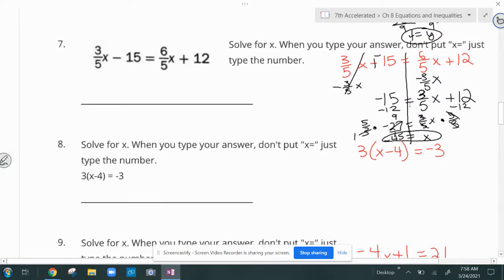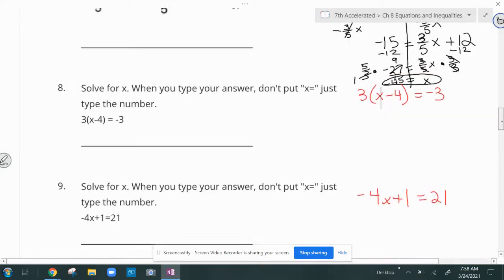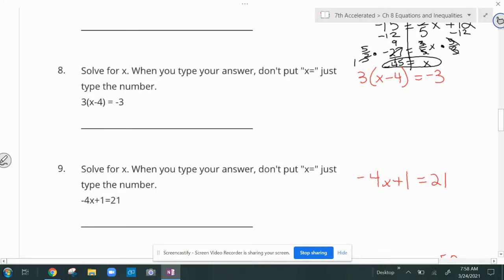And we're back. All right, we have no variables on either side, but we do have this parenthesis issue here. So we can do one of two things. We can distribute, or because it's kind of a single element over here, or a term over here, we can just divide by 3, and x minus 4 equals negative 1.